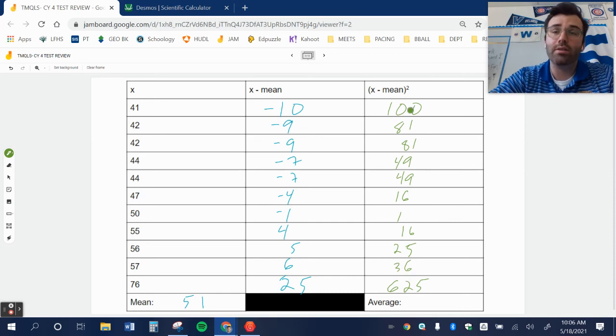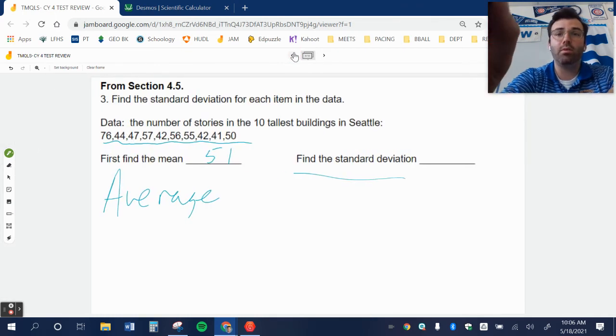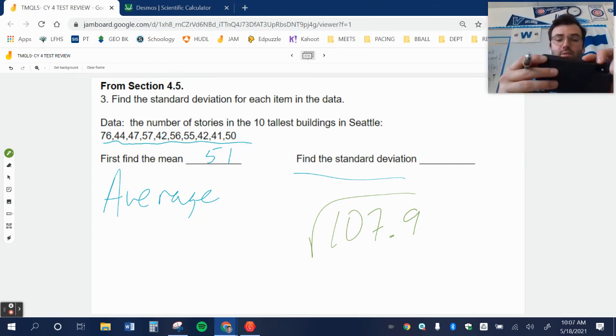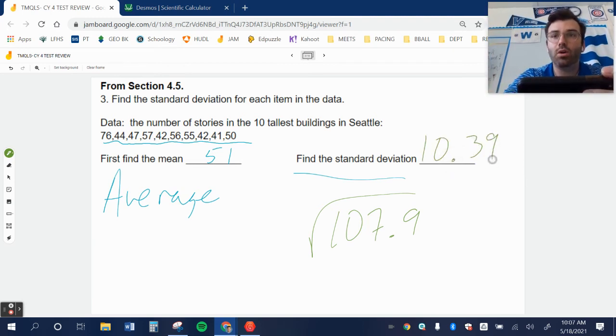All right, so now our next step here is to find the average. So I want to add all these numbers up and then divide by 10. The average is 107.9. Now, to find the standard deviation, I'm going to take that 107.9 and then take the square root of it. So I'll turn my phone sideways, square root is 10.39. More often than not, you're going to actually get a decimal here.